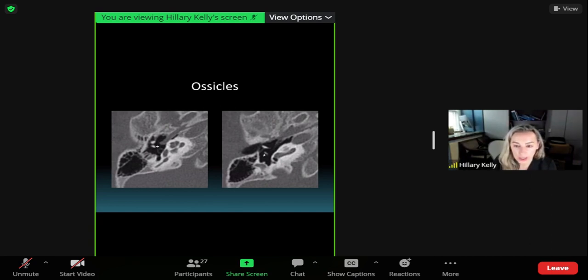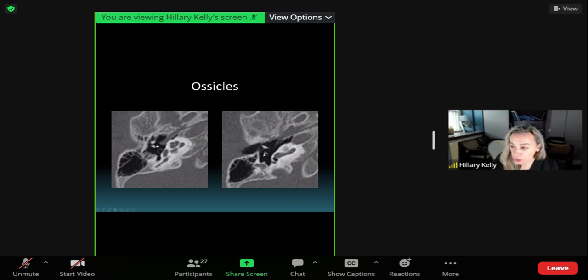hyperemia causes resorption of the bone of the tip of the long process of the incus because it's very well vascularized. And so even without cholesteatoma, you can lose the calcium and the bone part of that tip of the long process of the incus and just get a fibrous band between the incus and the stapes. And if that happens, you're going to have conductive hearing loss, because if you don't have bone, if you just have a fibrous band, you're not going to be able to transmit those sound waves.